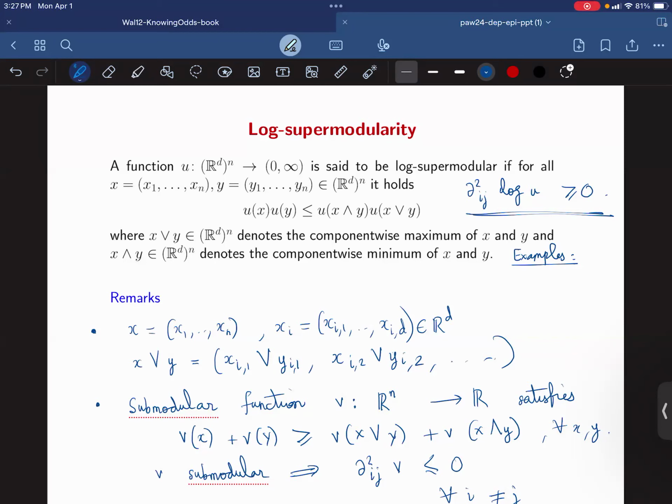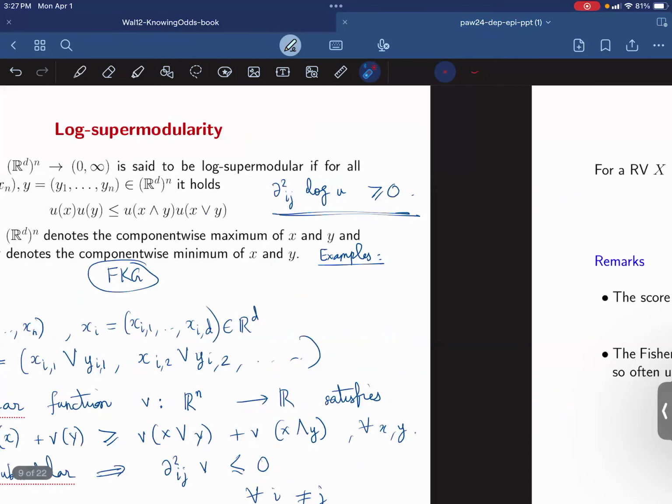But there are many other examples as well, and these come up in particular in statistical physics, because this is exactly the assumption that appears, for example, in the FKG inequality. So the FKG inequality, to prove that increasing functions of two random vectors are positively correlated, has an assumption, and that assumption is exactly this one. It's log supermodularity. So anyway, that's too much of a digression. I don't want to go there right now, but suffice it to say that there are plenty of examples.